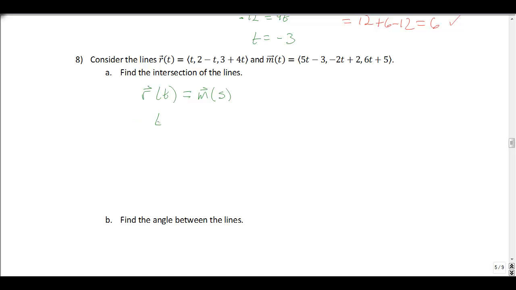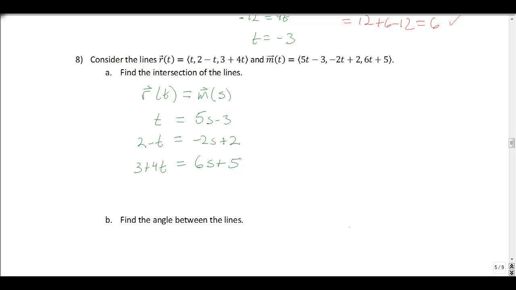So we'll get t equals 5s minus 3. And then we'll get 2 minus t equals negative 2s plus 2. And we'll get 3 plus 4t for this third component equals 6s plus 5. Let's write that a little bit nicer.